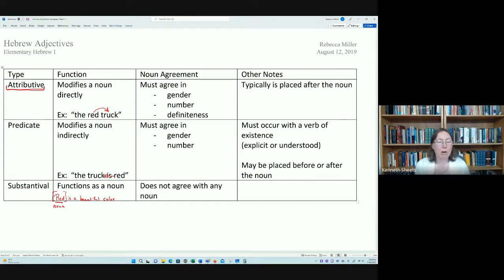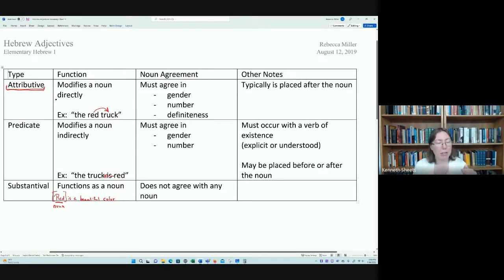So these are the three different positions for adjectives. Attributive, the red truck. Predicate, the truck is red. Substantival, red is a beautiful color. When we are talking about adjective positions in Hebrew, we can tell the position based on the way in which the adjective is agreeing with the noun that it modifies.